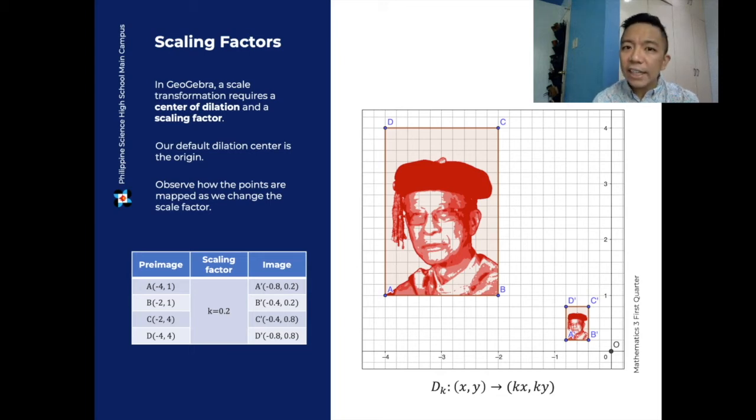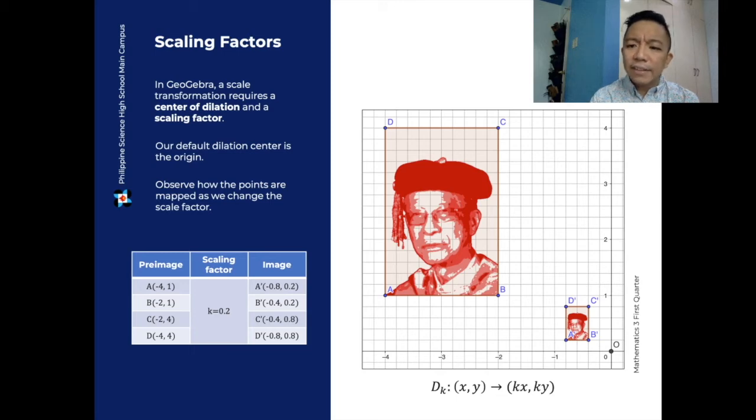And for our points, we also just multiplied 0.2 to the coordinates. So from (-4, 1), we went to (-0.8, 0.2). And you can check for the other 3 points that the same thing happened to their coordinates. So in scaling, the dimensions of the pre-image change to the image by multiplying the scaling factor to the dimensions.